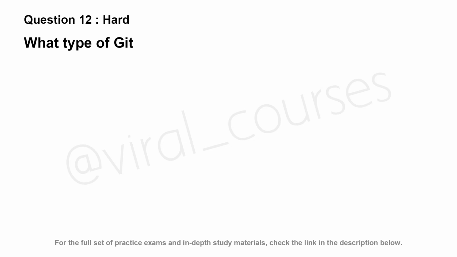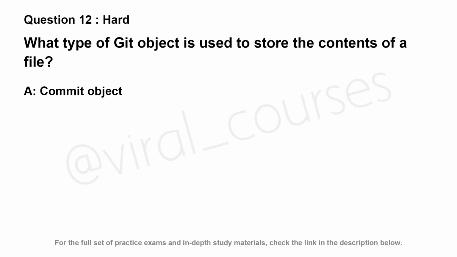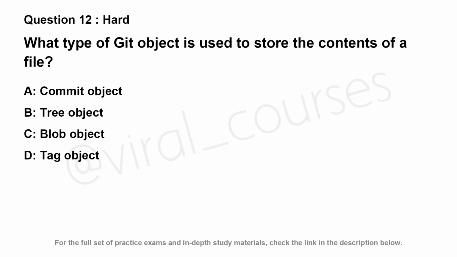What type of Git object is used to store the contents of a file? Option A. Commit object. Option B. Tree object. Option C. Blob object. Option D. Tag object.